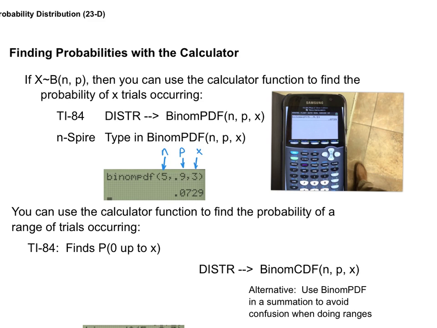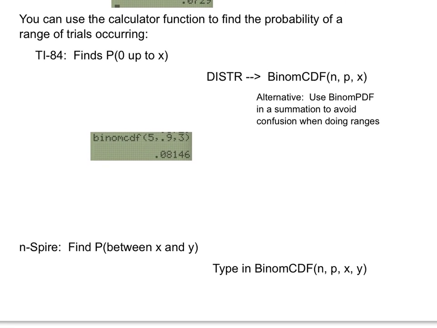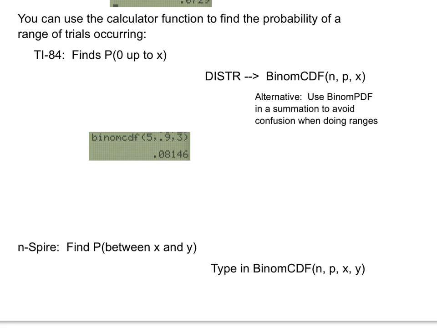Pretty straightforward. All right? We can also use this to find a range. Let's say we want the probability of hitting it at least 3 times, or up to 3 times, something like that. Okay? This is where we have the binomial CDF.